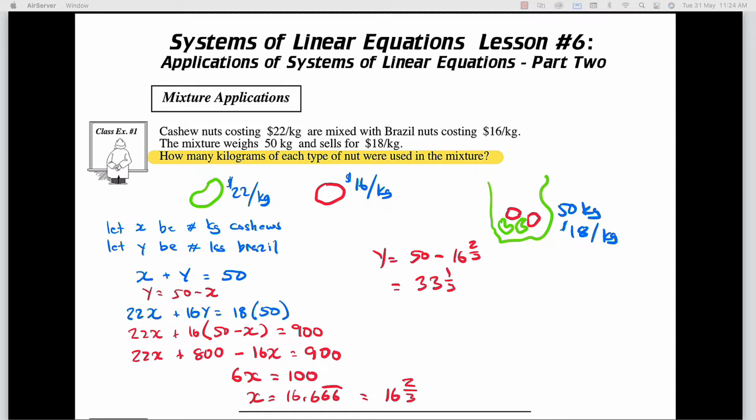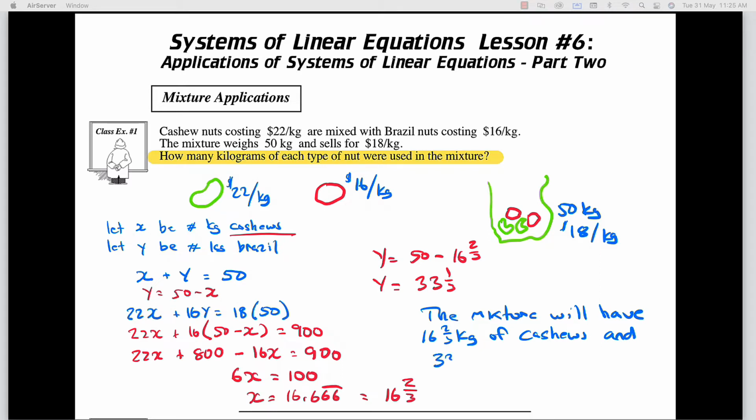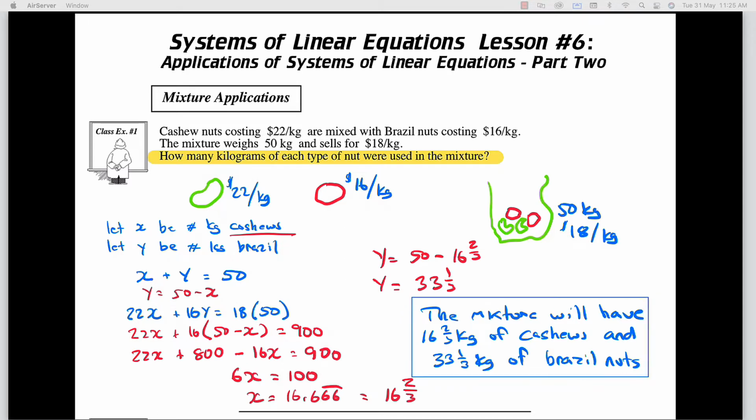So the final answer that we should have is the mixture will have, now y, this one is y right here, so x is down below, so x was the cashews, so it's going to have 16 and 2/3 kilograms of cashews and 33 and 1/3 kilograms of Brazil nuts, and that is the final answer.